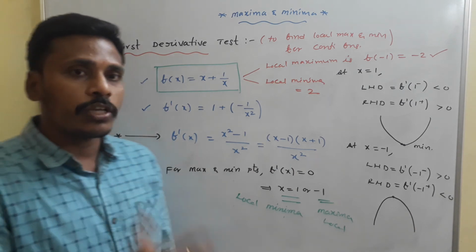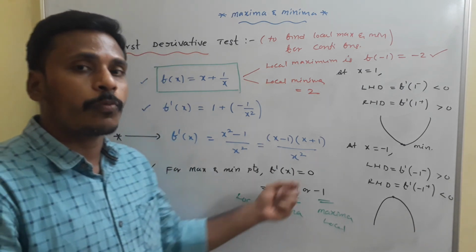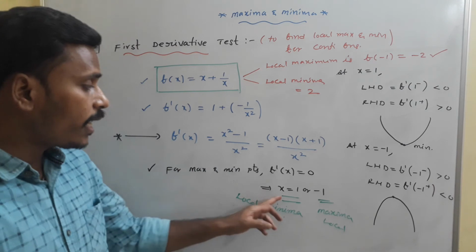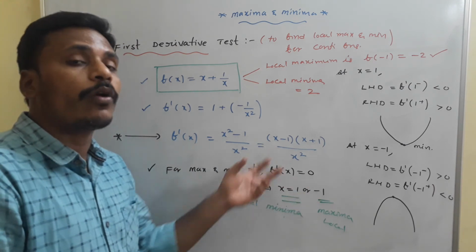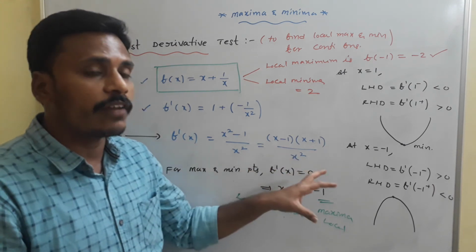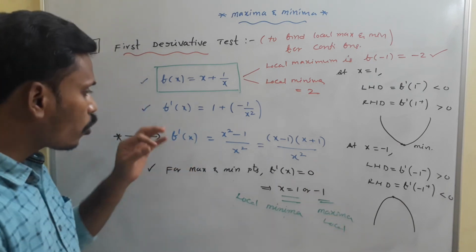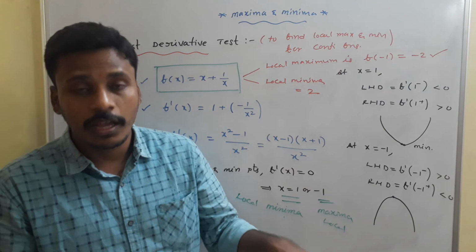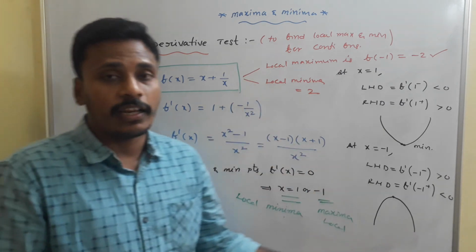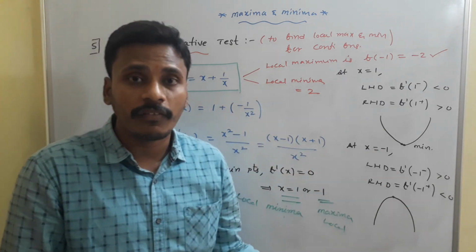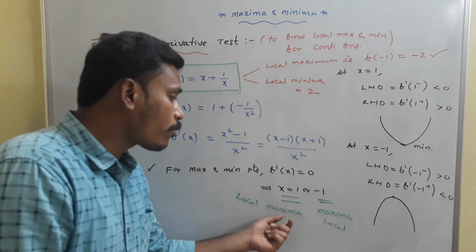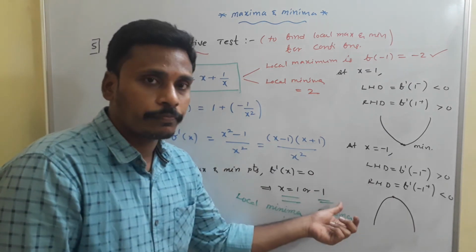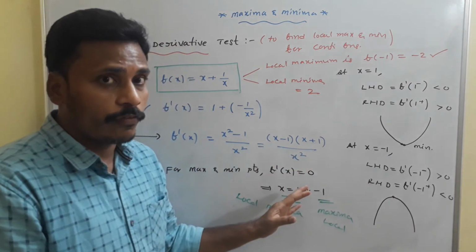Now my task is to check which point is the maxima point and which point is the minima point. For that, at each and every point we need to check the left derivative and right derivative. This is just the first derivative test. Here we are using only the first derivative. In the next class I will discuss the second derivative test, where we will calculate the second derivative, and based on that second derivative we will decide the maxima point and minima point among these two. I think this is clear for everybody.